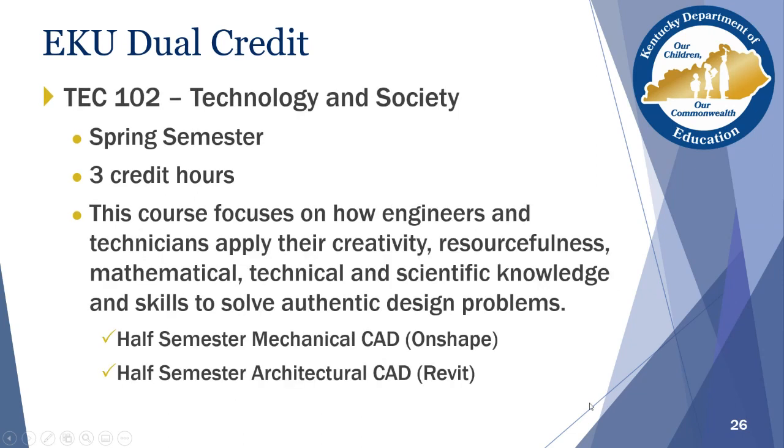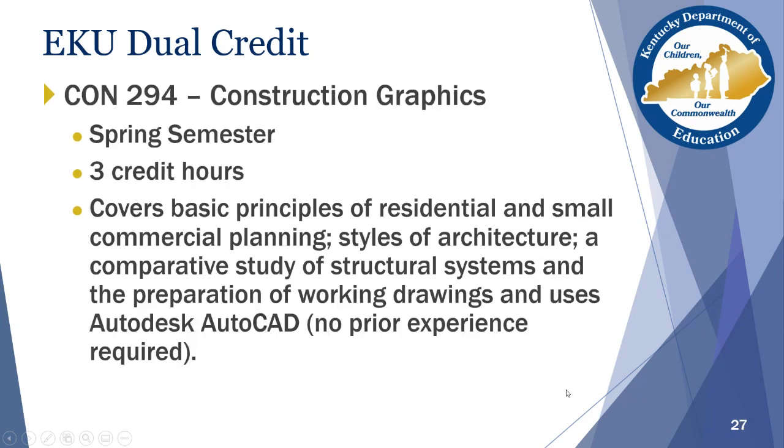A couple other courses just to mention that kind of fall under the engineering umbrella. We have a Tech 102 that EKU offers, Technology and Society. They spend half the semester learning Onshape as a CAD software, and then the second half learning Revit as an architecture software. So helping students understand how engineers and technicians solve problems. Once again, it could be a course that your students could take because you fall under the engineering umbrella. They could take this and it would count towards dual credit as far as accountability goes.